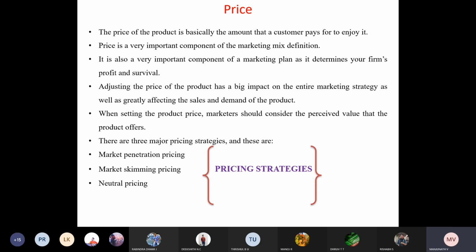Number one, market penetration. Number three, skimming. Number two, skimming. Number three, neutral.